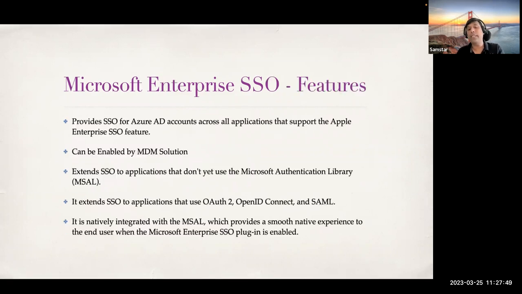So, Microsoft Enterprise SSO features. Basically, Enterprise SSO provides a seamless sign-on experience for all applications which are registered in Azure AD, or all applications which support or use OAuth2, OpenID Connect, or SAML. Microsoft Enterprise SSO can only be enabled if you have an MDM solution, like Jamf, like Intune. If you have any MDM solution, only then can you enable this extension on an endpoint, on a Mac device.